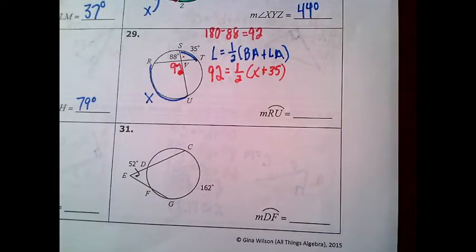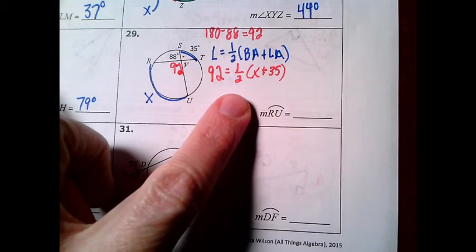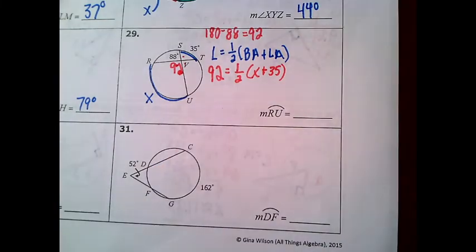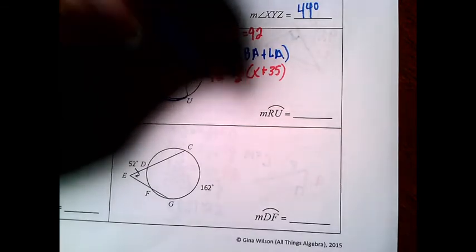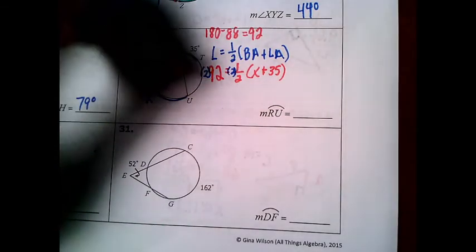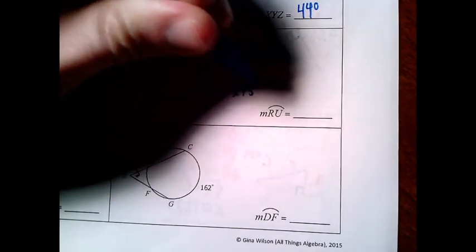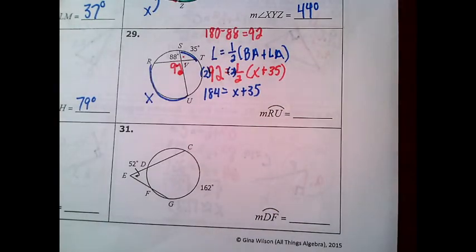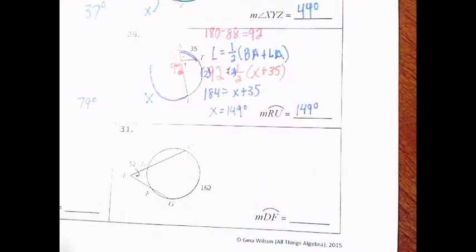Okay. We talked about this in class. When you have that half and you want to get rid of it, you multiply both sides by 2. So I'm going to multiply this by 2, multiply this by 2, which gives me 184 equals x plus 35. To get rid of the plus 35, I minus 35, and that gives me 149. Awesome sauce. 2 to go.